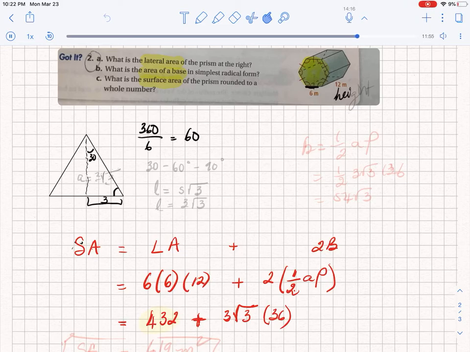And then my height is 12. Okay, this one we need to look for the apothem. In order for you to get the apothem, since this is a 30, 60, 90 degree triangle, we have the relationship: the hypotenuse, the long leg is the short leg times radical 3. I know my short leg is 3. So my apothem in this case is 3 radical 3.